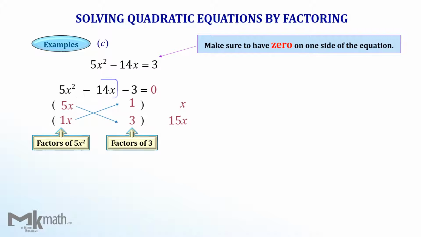However, the sum of those must be minus 14x in the middle term. And to have the negative sum, 15x, which is the greater value, must have a minus sign. Then place a plus sign for the 1 and a minus sign for 3. So the equation becomes 5x plus 1 times x minus 3 equals 0.